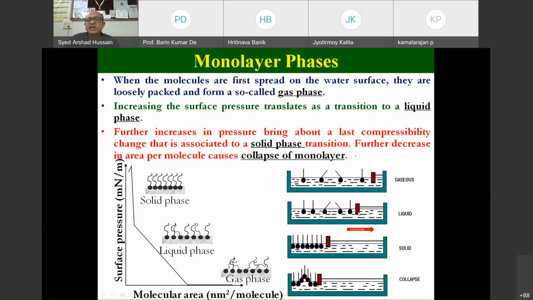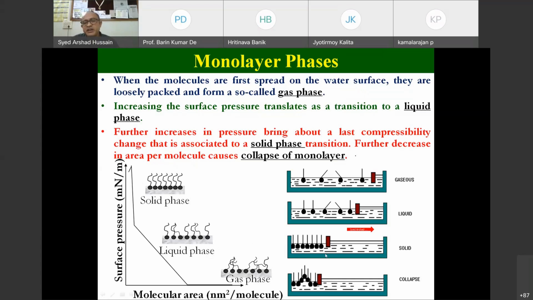Now if you compress the barrier further, that means decrease the area per molecule, the molecules come closer, they start interacting, and we say that this is close to the liquid phase of the system. You can see it shown here. Then when the molecules touch each other, we say that this is the solid phase, and in this phase you can see that the pressure increases very high, but the area is almost the same. It's like a solid. If you apply force, you see your dimension, size and shape are not changing, but the force is increasing. But after some force, your solid will collapse.